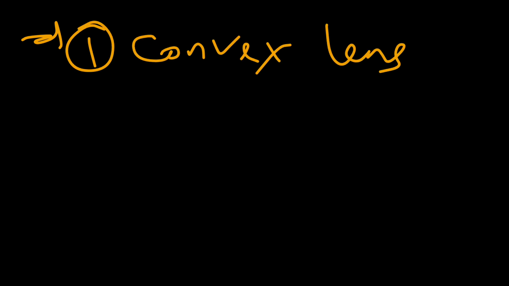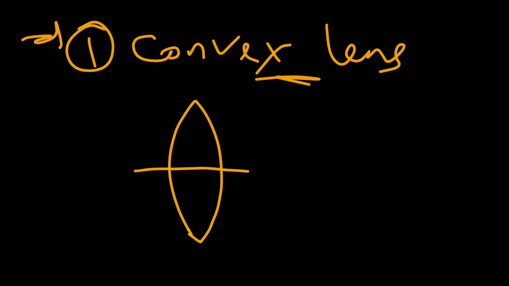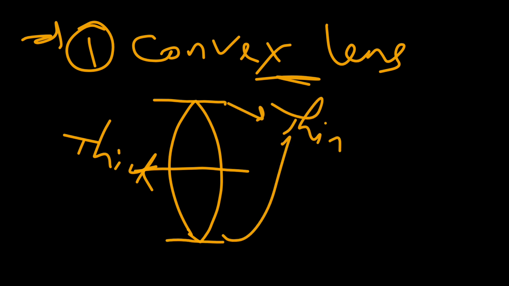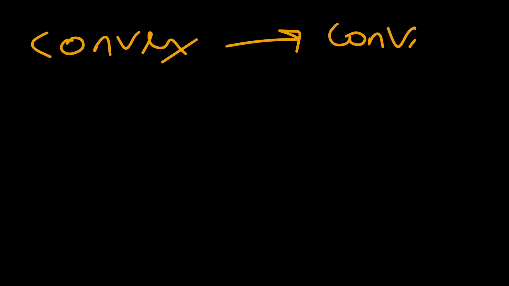So let's say the convex lens looks like this, with two spherical surfaces. It is a lens which is thicker at the center. Let's say this is the center part. It is thick at the center and thinner at the edges. And this convex lens is also called the converging lens.